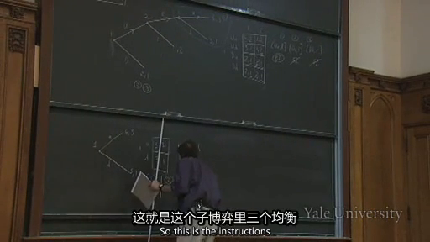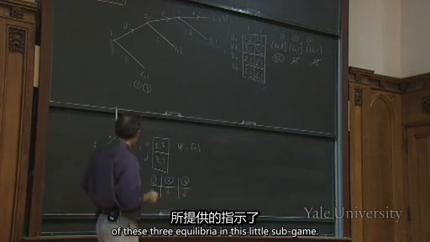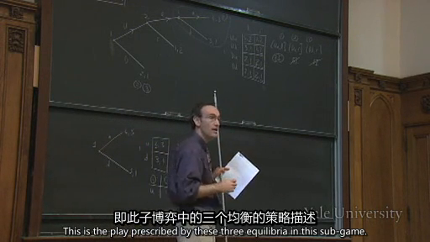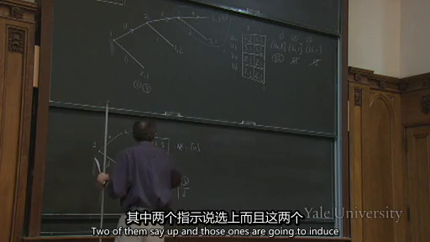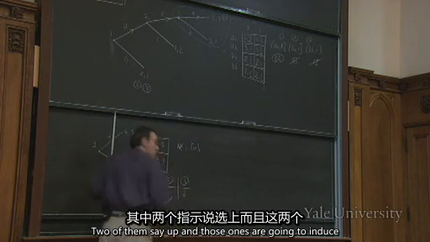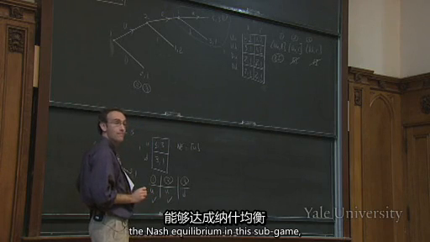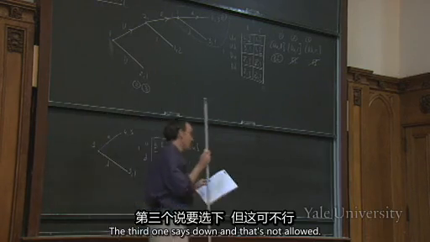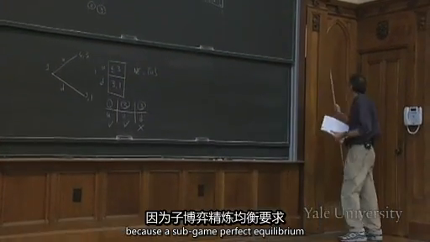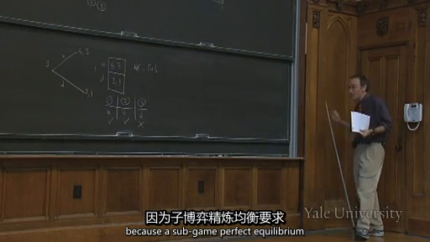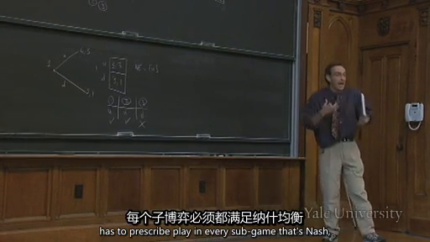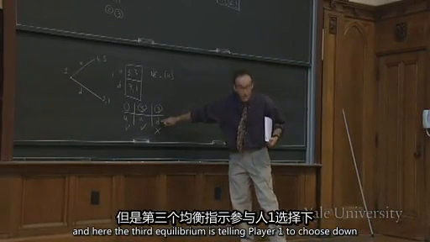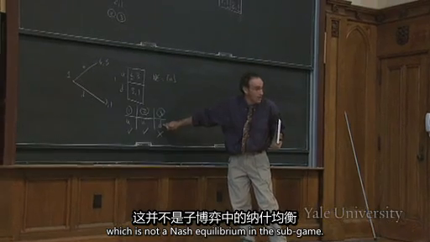So these are the instructions of these 3 equilibria in this little subgame. This is the play prescribed by these 3 equilibria in this subgame. Two of them say up, and those ones are going to induce the Nash equilibrium in the subgame. But the third one does not. The third one says down, and that's not allowed in a subgame perfect equilibrium, because a subgame perfect equilibrium has to prescribe play in every subgame that's Nash. And here, the third equilibrium is telling player 1 to choose down, which is not a Nash equilibrium in the subgame.